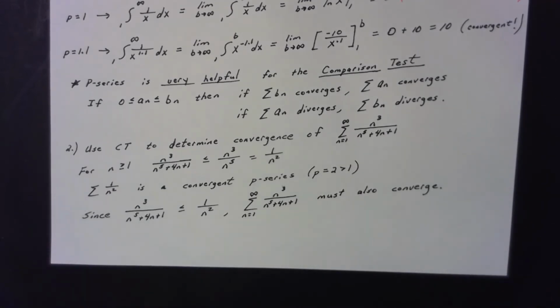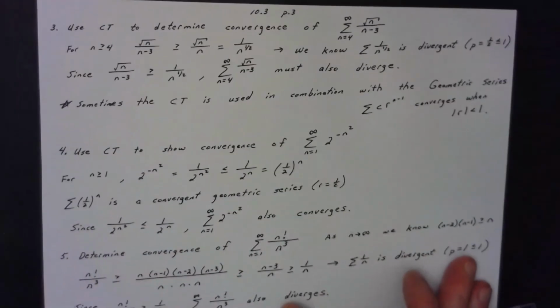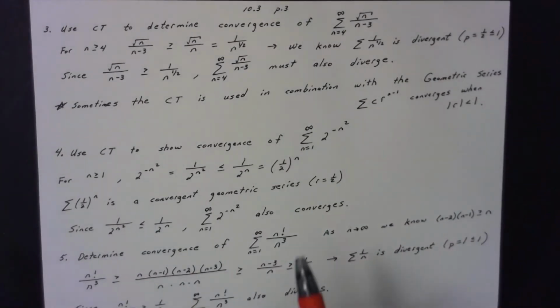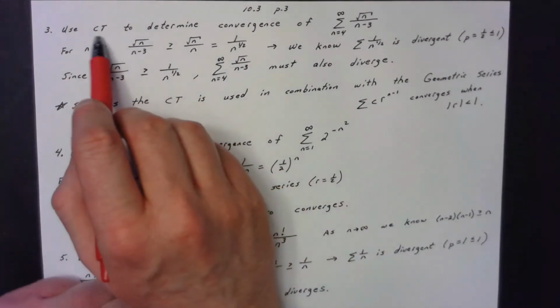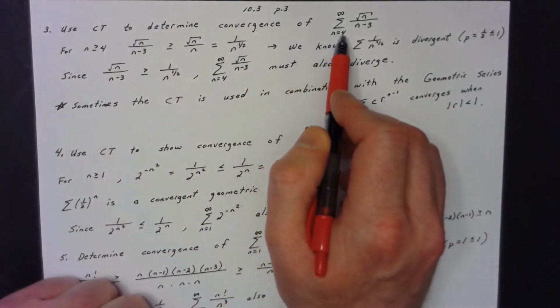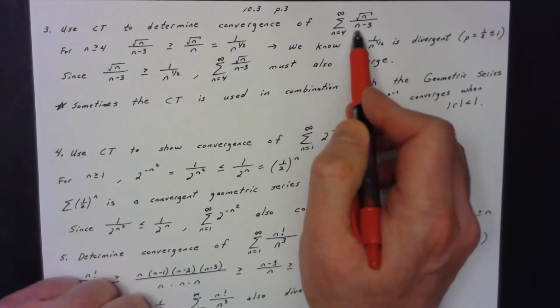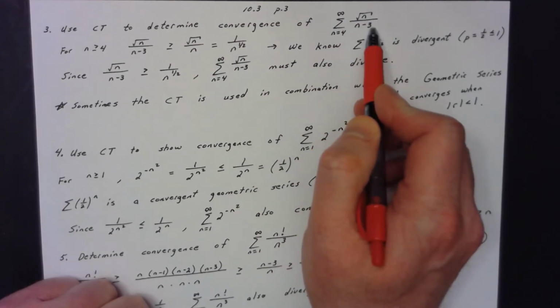Now you're thinking, well, that one was pretty straightforward. Does the comparison test get any trickier? Yes, it certainly can. Look at this one with me. I'm asking you to use the comparison test to determine the convergence of the series from n equals 4 to infinity of the square root of n over n minus 3.